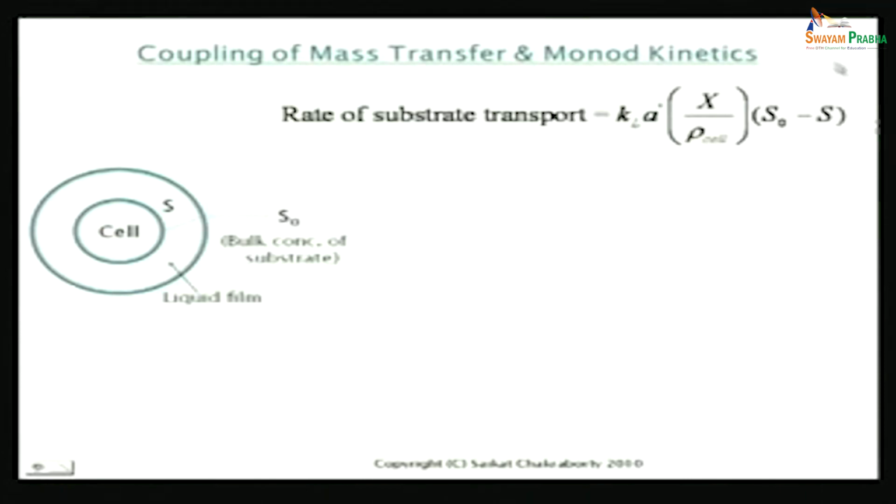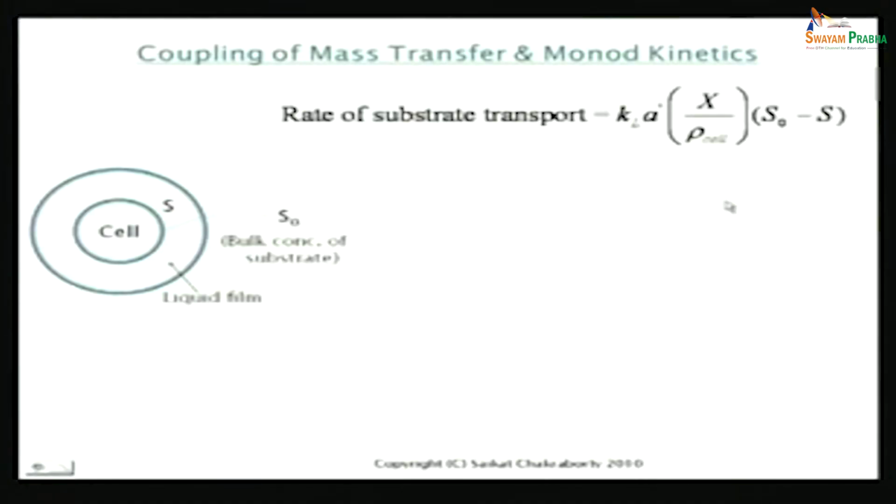So this is the amount of substrate transport. Why is it proportional to X? Because the more the volume of the cell, the more the total transport is going to be, right? And the volume of the cell is proportional to its weight. Is it clear? The more the volume of the cell, the more the total transport is going to be. Is that something you agree with?